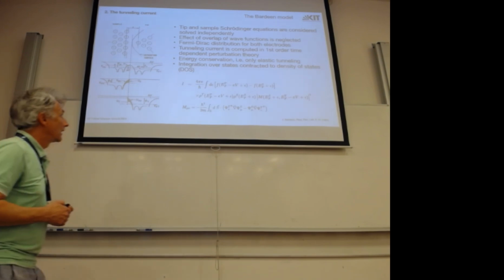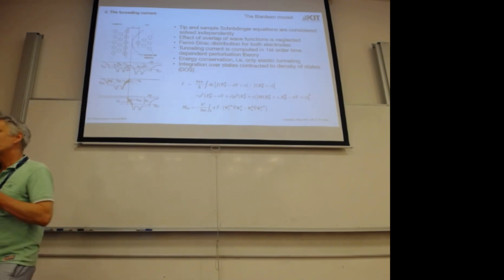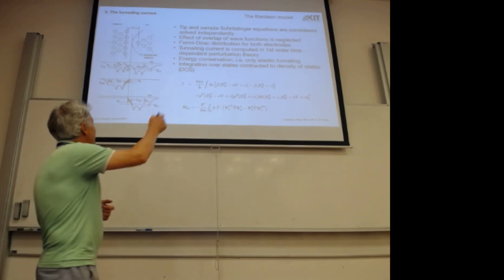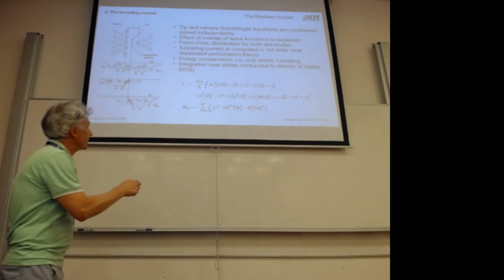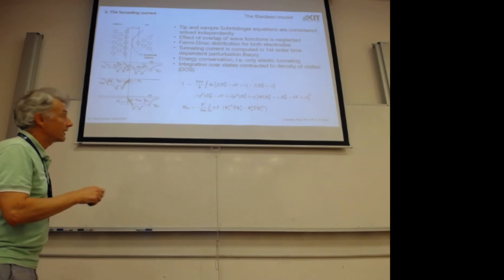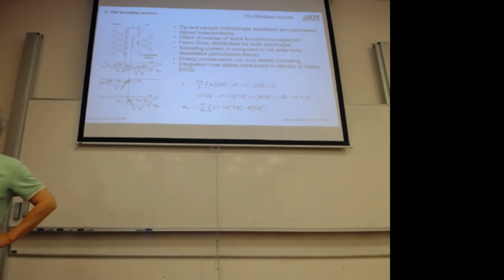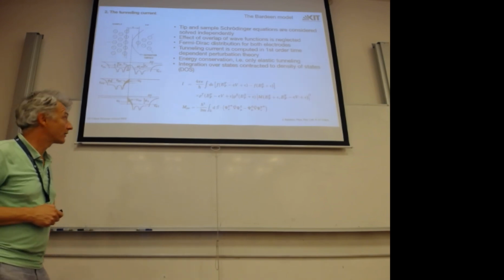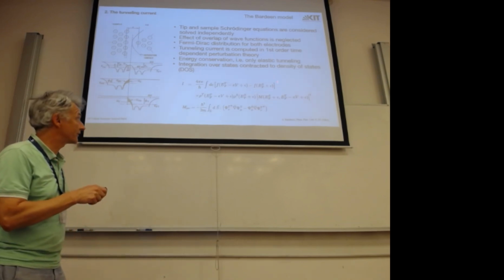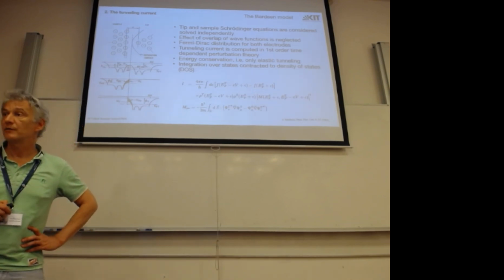And this is time-dependent perturbation theory. You know what comes out. So it's the golden rule, of course. There are many states, so you integrate over all the state energies, and you have energy conservation. So the electrons hop between tip and sample. Of course, they can only hop from occupied to unoccupied. So what appears here is the difference in the Fermi functions.